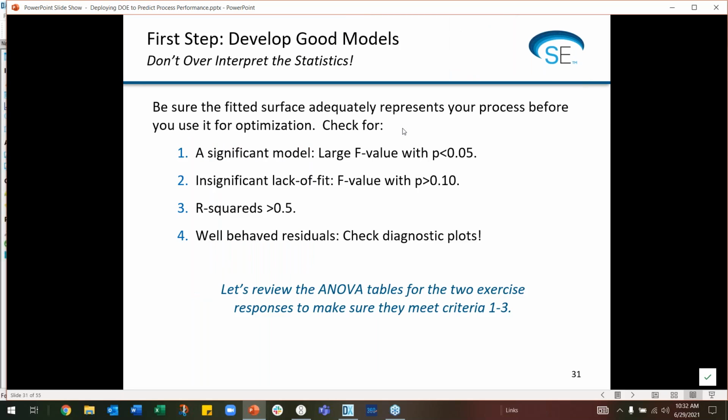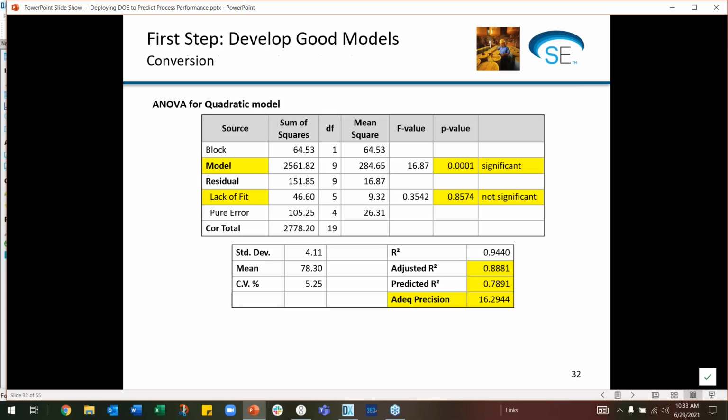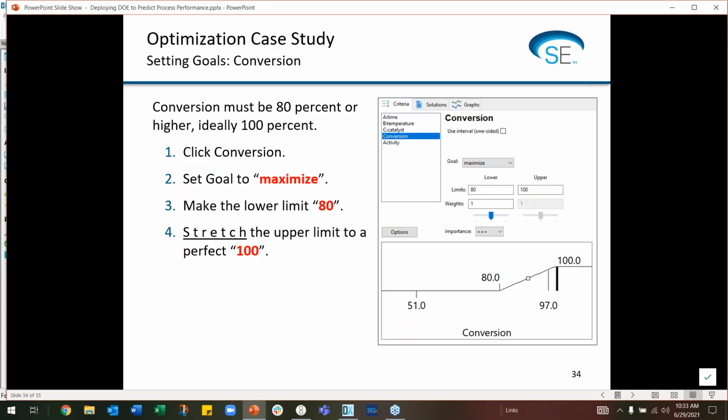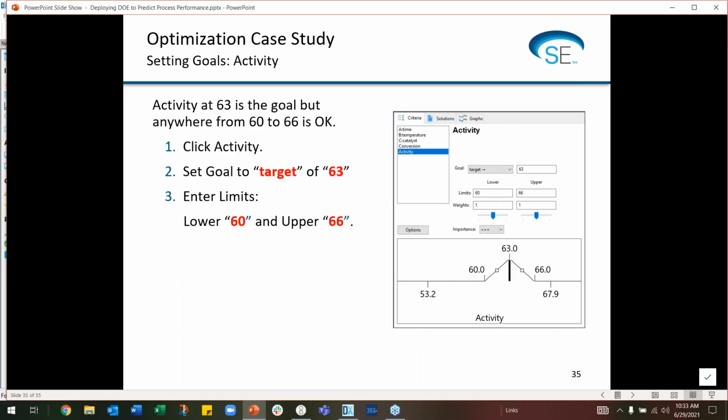People ask, what's the basic criteria to be able to use optimization? And so we say you should have a significant model, which means a p-value less than 0.05. You should have insignificant lack of fit, p-values greater than 0.1. R-squareds greater than 0.5 is just a guideline. And then well-behaved residuals, meaning the diagnostic plots don't have outliers or any strange things. So we confirmed all of those criteria.